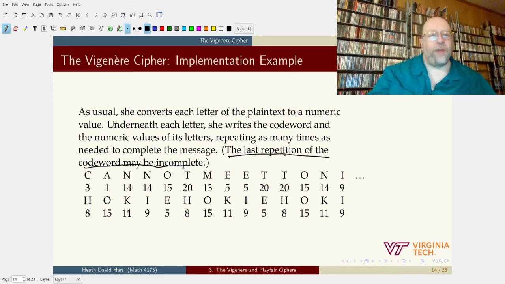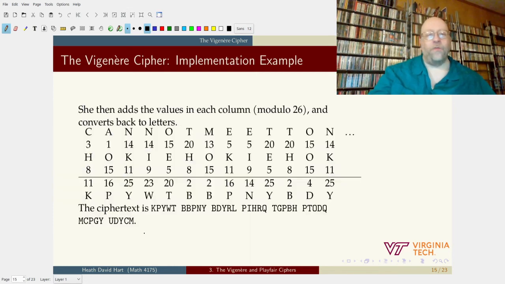And what Alice does now is she adds these numbers together. 3 plus 8 is 11. 1 plus 15 is 16. 14 plus 11 is 25. I'm going to move on to the next slide here. 11, 16, 25, so on and so forth. And that's the ciphertext. Okay?